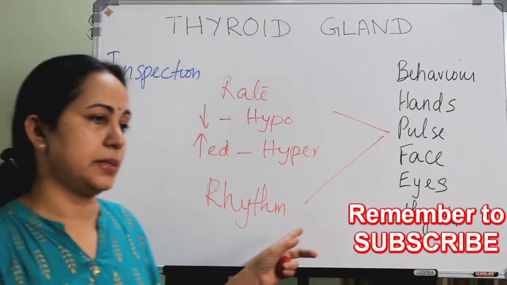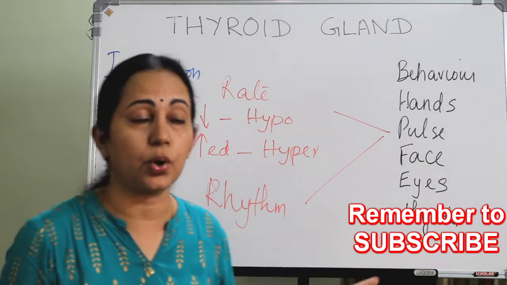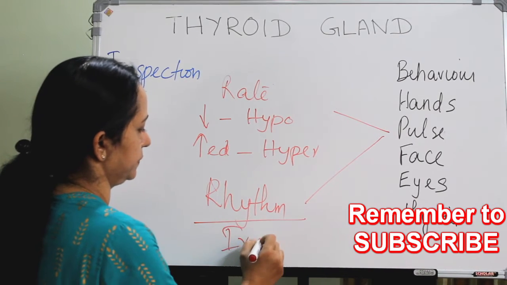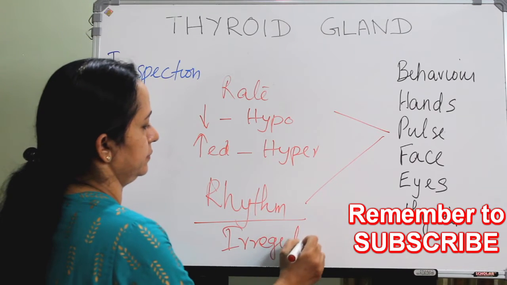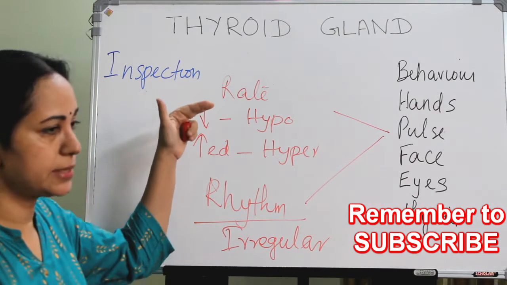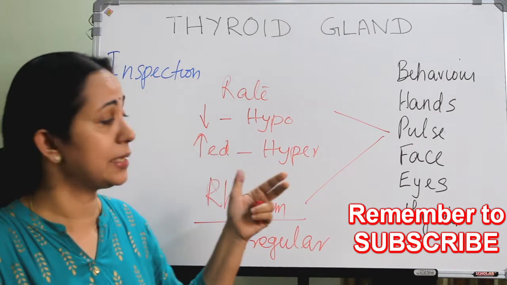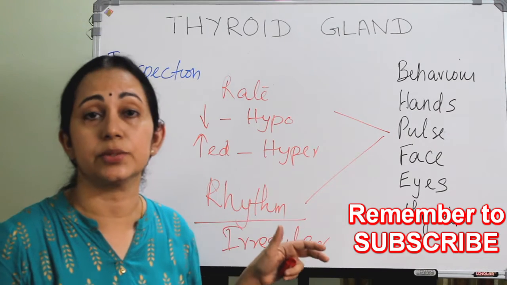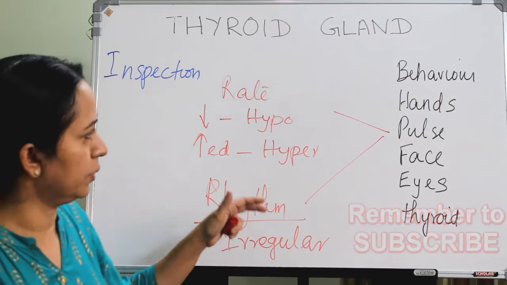And the irregular pulse, especially atrial fibrillation, is more commonly seen with thyrotoxicosis. So the rate is reduced in hypothyroidism and increased in hyperthyroidism, and irregular rhythm is seen in case of hyperthyroidism.